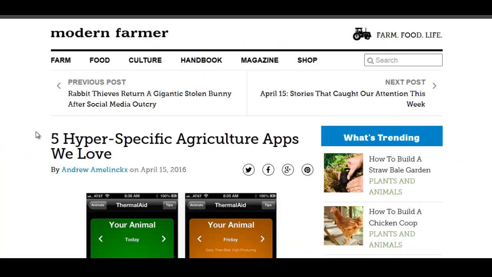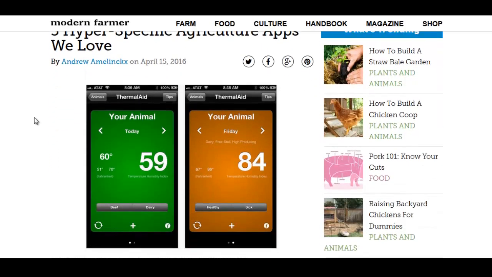We're over at Modern Farmer. Five hyper-specific agriculture apps we love.